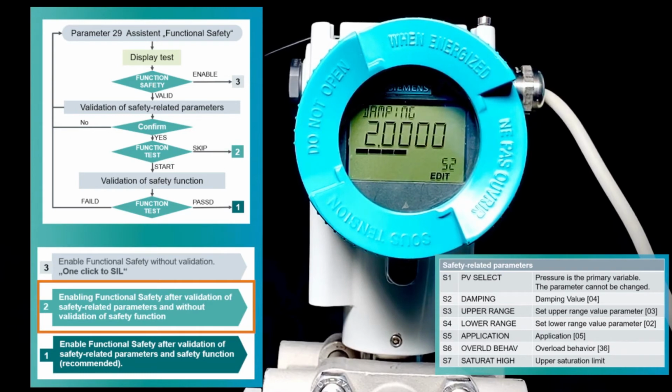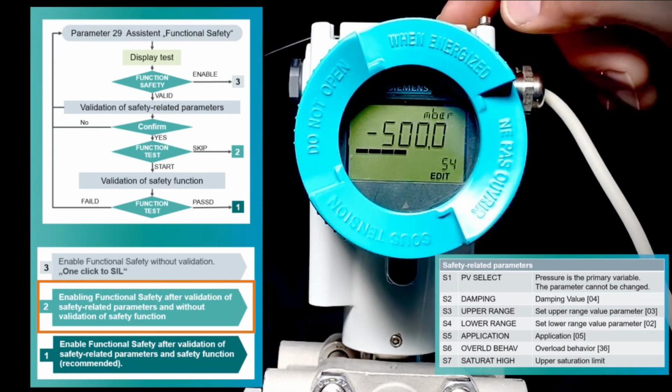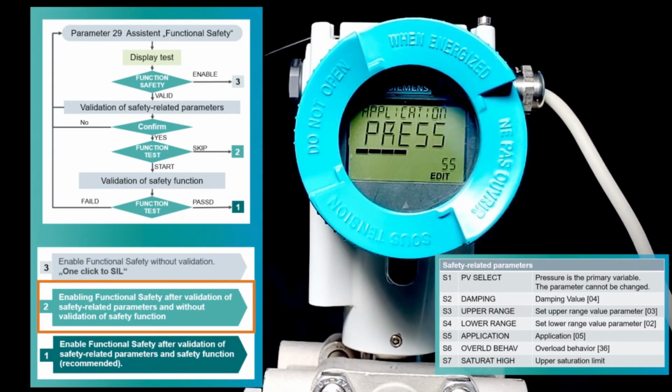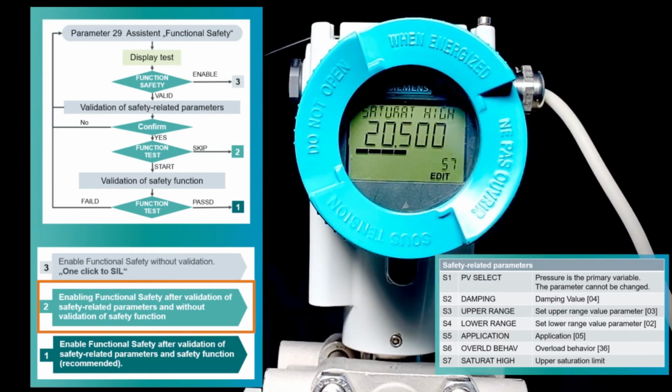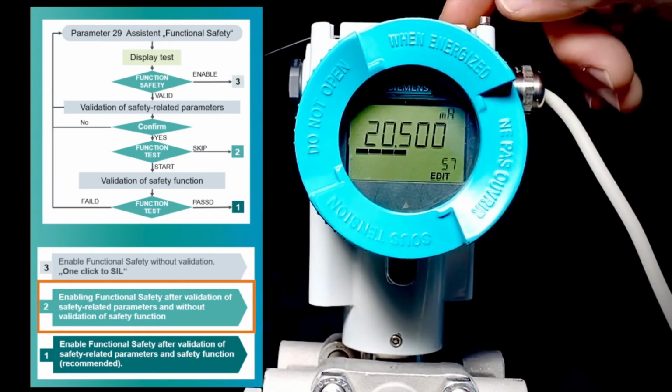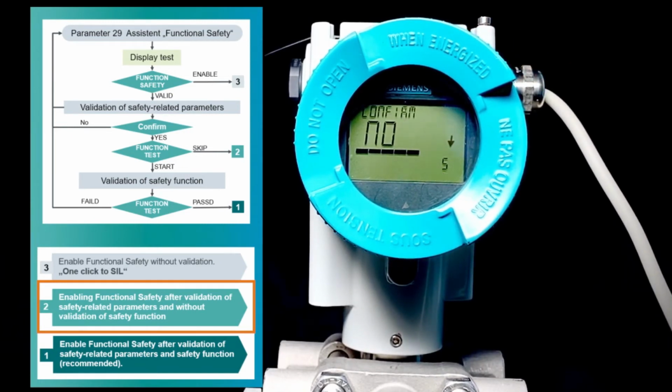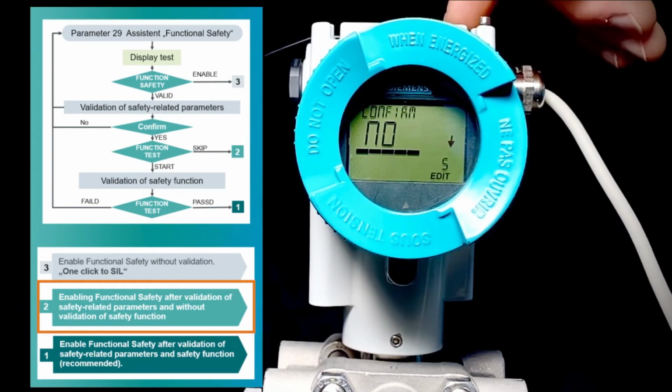S2. Damping value. Right arrow button. S3. Upper range. Right arrow button. S4. Lower range. Right arrow button. S5. Application is pressure. Right arrow button. S6. Overload behavior. Right arrow button. S7. Upper saturation limit. After pressing the right arrow button again, the Confirm window appears. To complete the validation of the safety-related parameters, confirm with Yes.